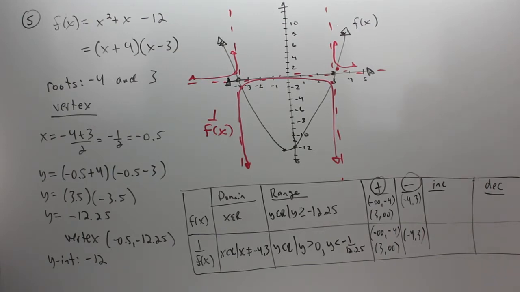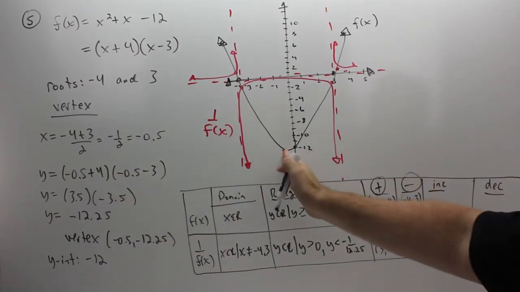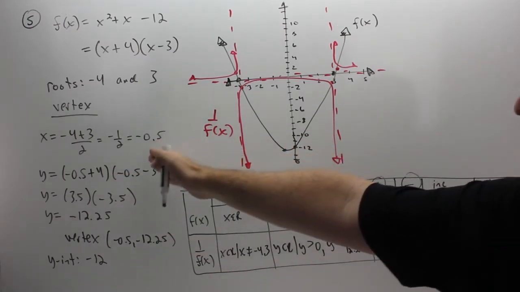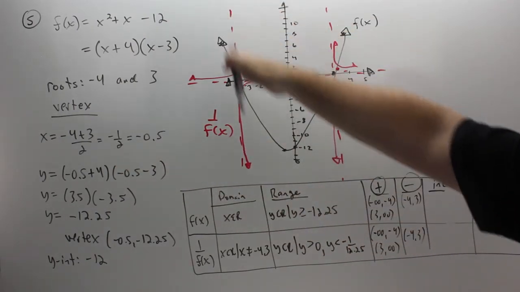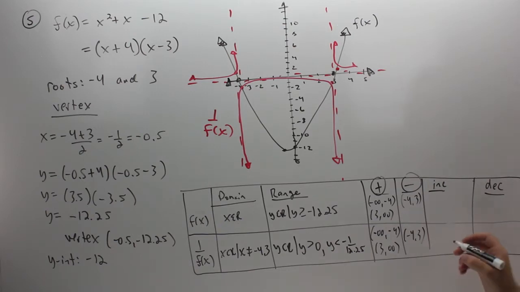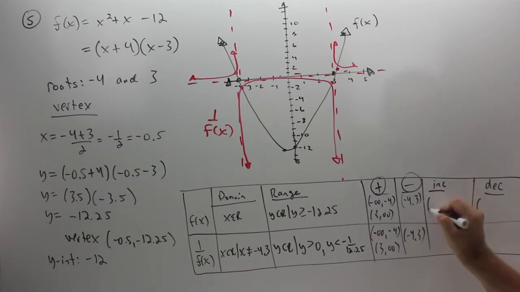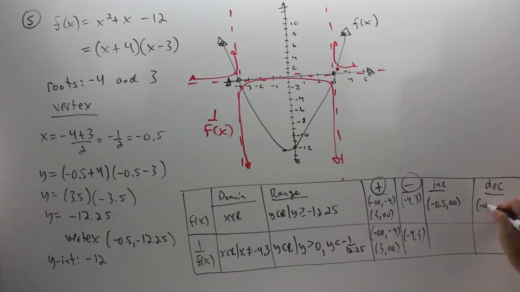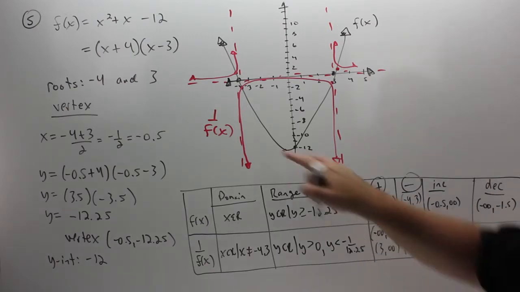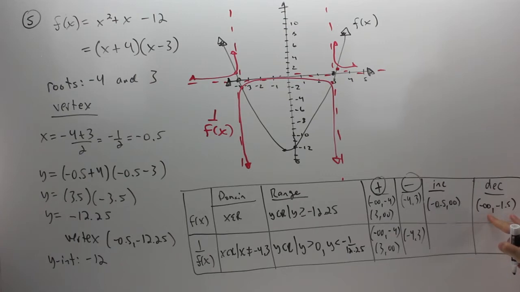Okay, so the original function is increasing on the right side of the vertex. It's going up. So again, as we move rightwards, on the right side of the vertex we're going up, on the left side of the vertex, as we move right, this is going down. So it's increasing from -0.5 to infinity, and it's decreasing from -infinity to -0.5. The reciprocal, however, it's increasing on the opposite, so from -infinity to -0.5.